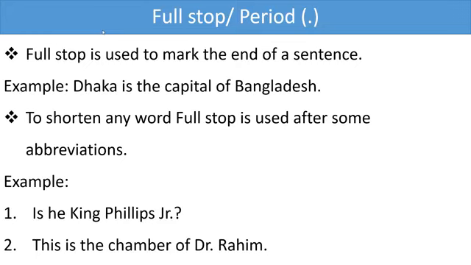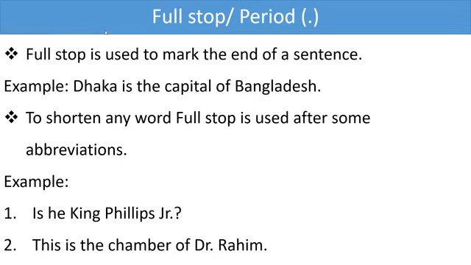So from here, we are going to practice the punctuation marks. First of all, we have to define the marks. We have to understand the marks, and then we will have some examples. We are starting with full stop here. Full stop is used to mark the end of a sentence. When we write a sentence fully, completely, then we put a full stop at the end of a sentence.